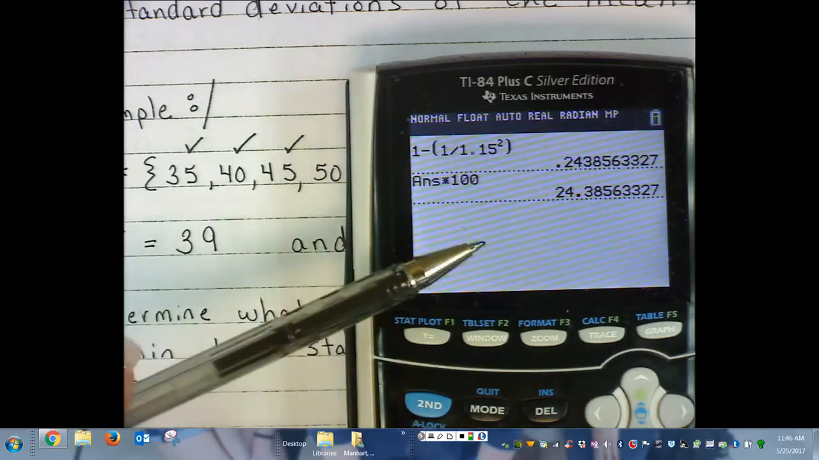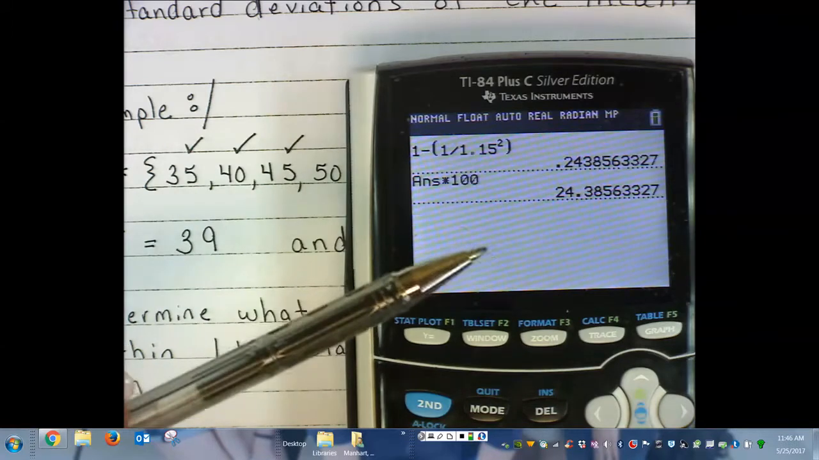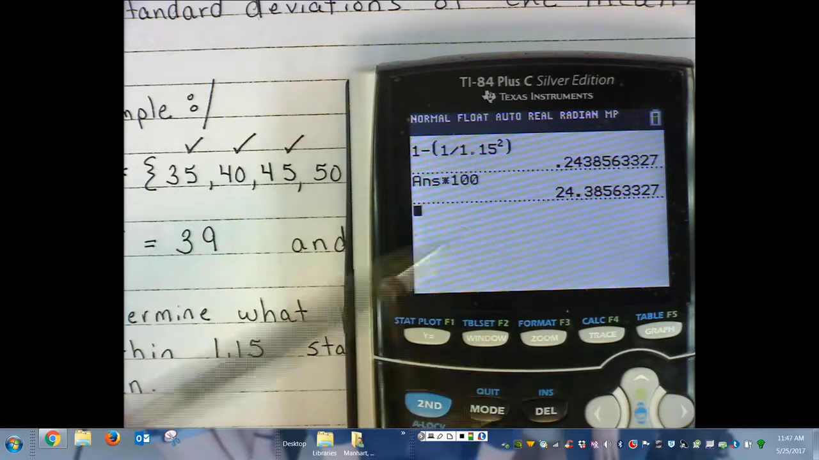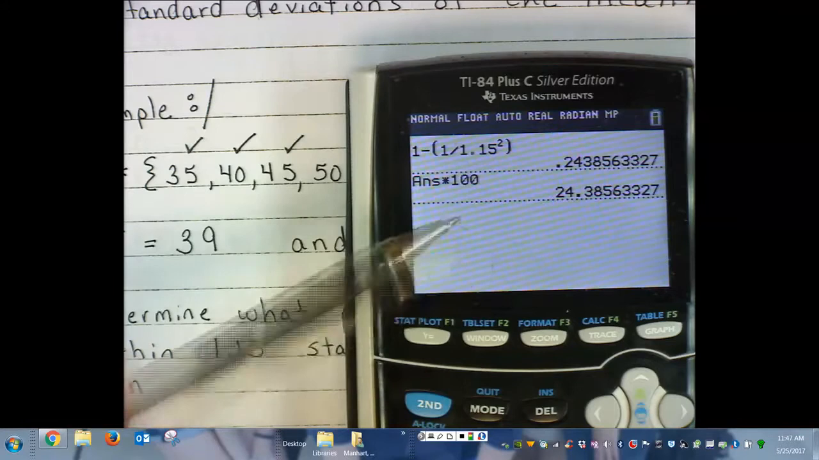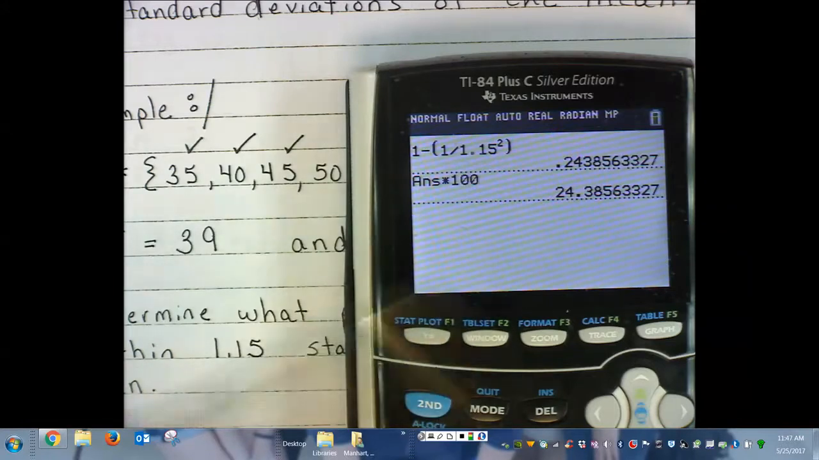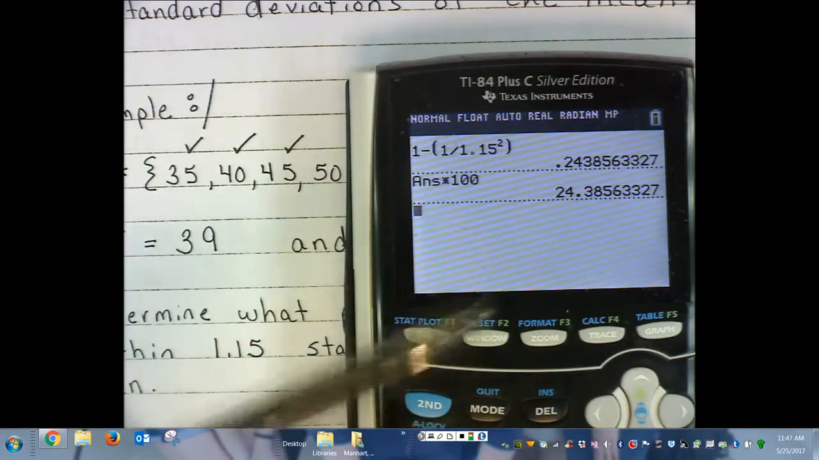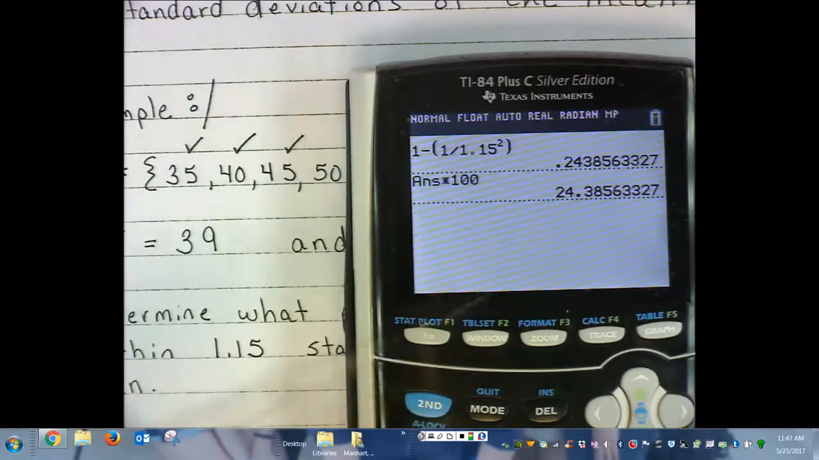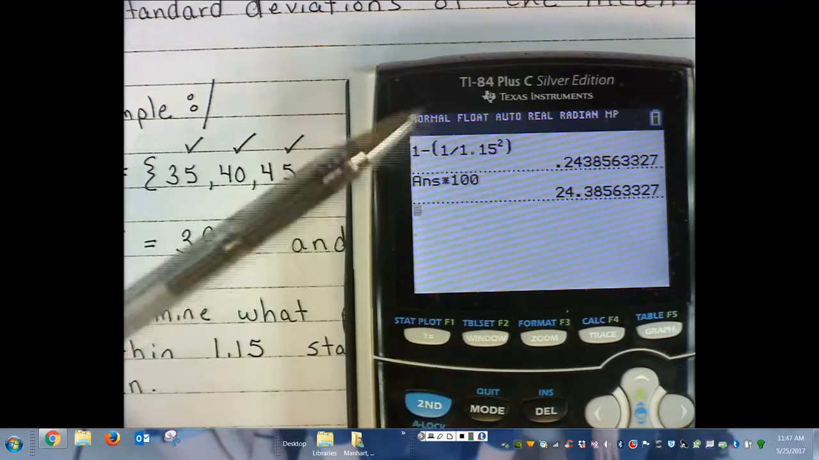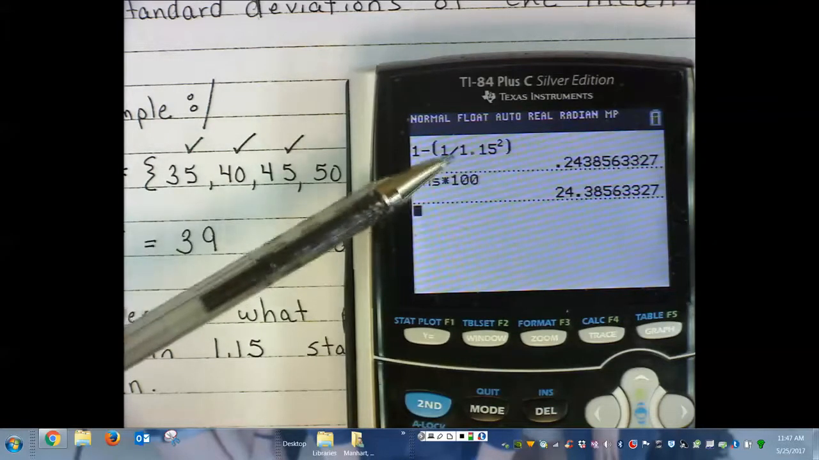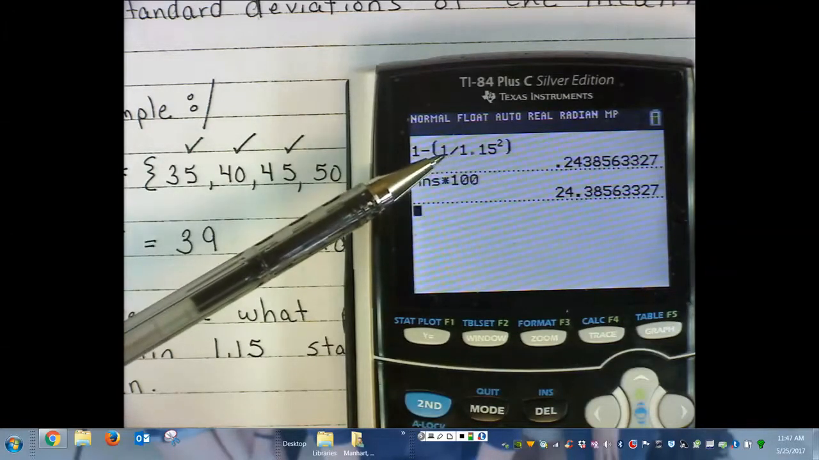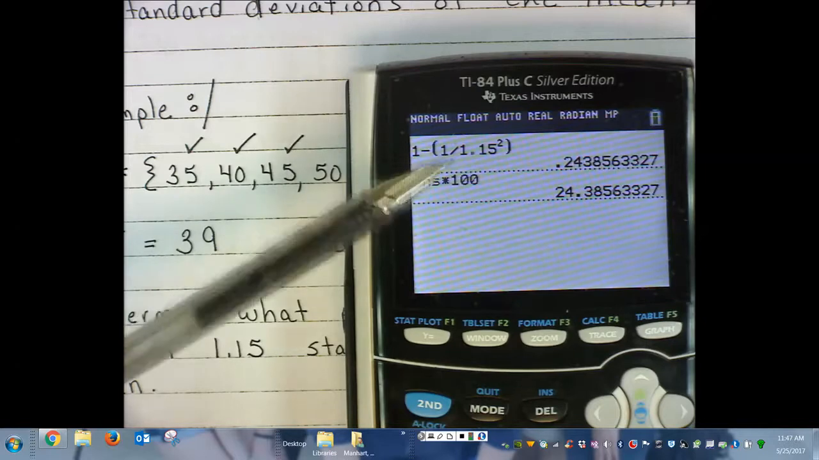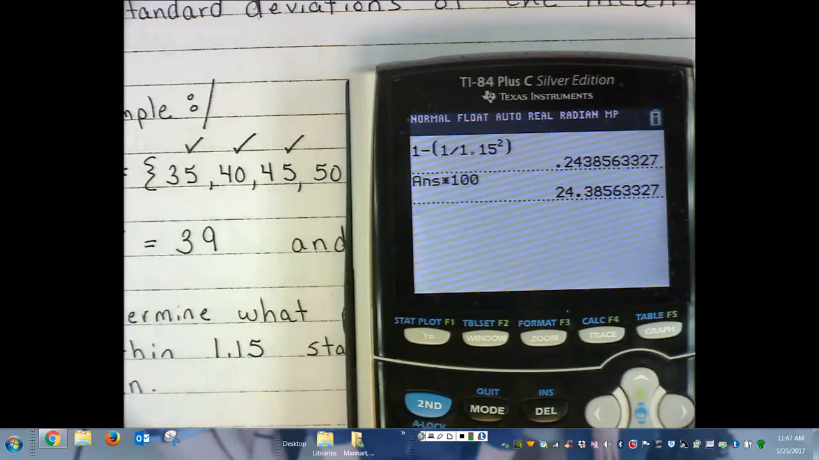that he promises approximately at least 24% of the data values in a data set, no matter what the data set, at least 24% of the data values in any given data set will fall within 1.15 standard deviations from the mean, according to his formula, where k is 1.15 standard deviations. So 1 minus 1 divided by k squared gives us at least 24%. That's what he promises, 24% or more.